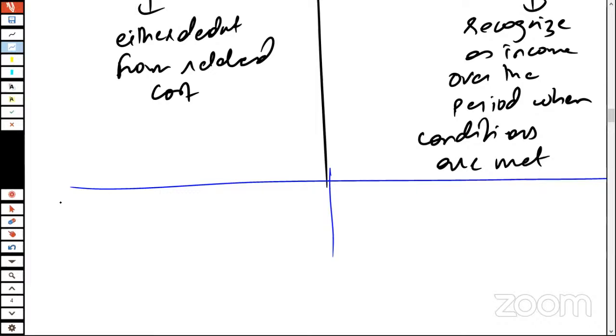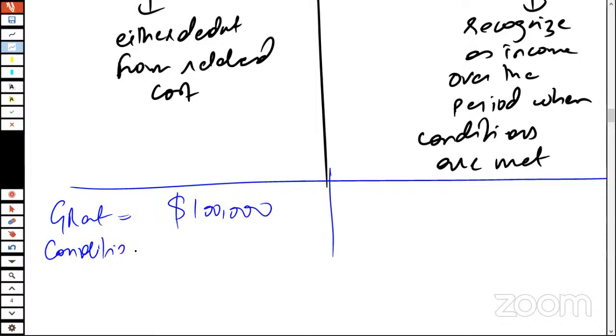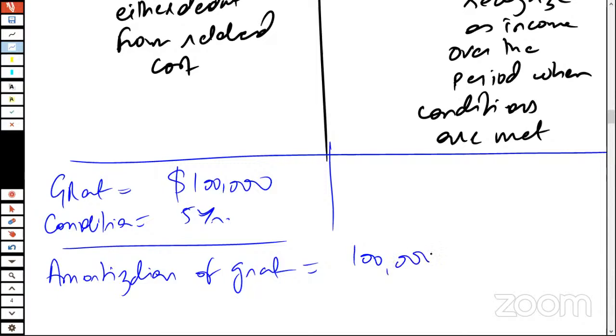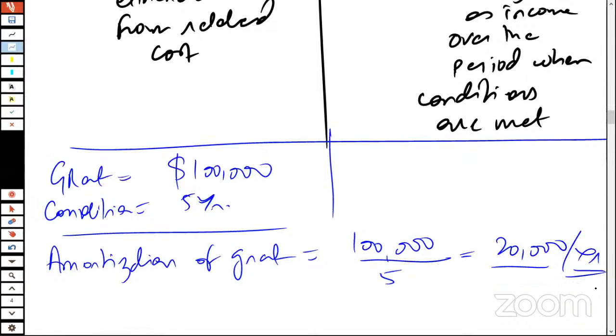So for example, you are being provided with a grant of, let's say, 100,000, and the conditions attached to the grant are of 5 years. So what you do is that the amortization of the grant is going to be like this: 100,000 divided by 5, which is going to be 20,000 per year. That is what the amortization of grant is going to be.